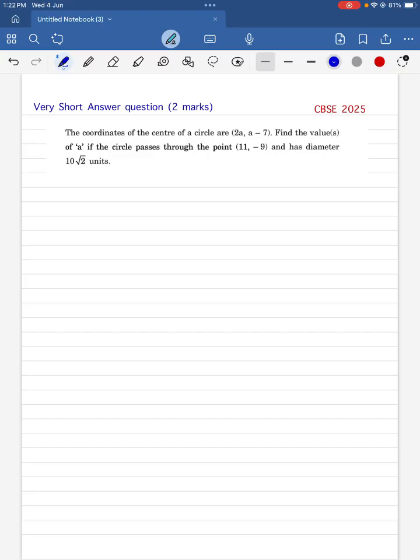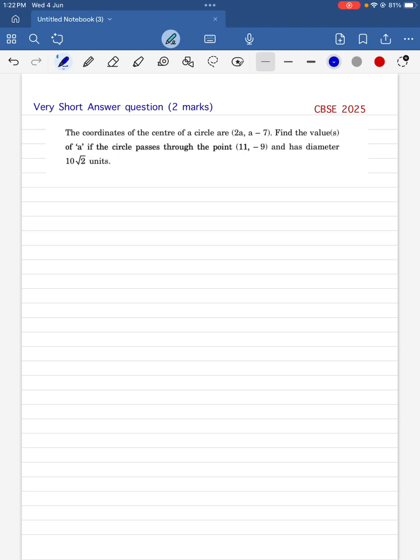In this video, I'll be doing a very short answer question for 2 marks from the CBSE 2025 board paper. The question is, the coordinates of the center of a circle are (2a, a minus 7). Find the values of a if the circle passes through the point (11, minus 9) and has diameter 10 root 2 units. Now they've given you three things in the question.